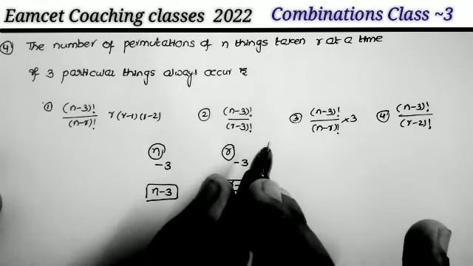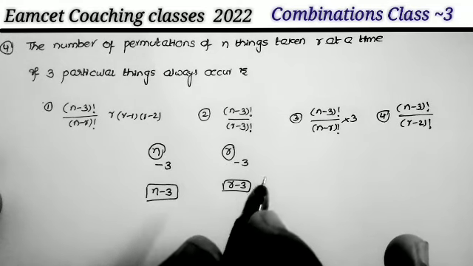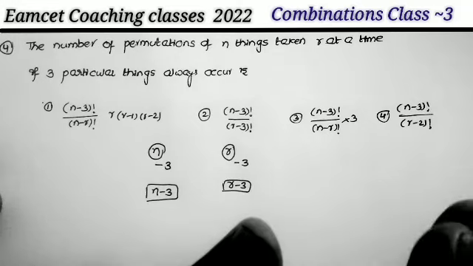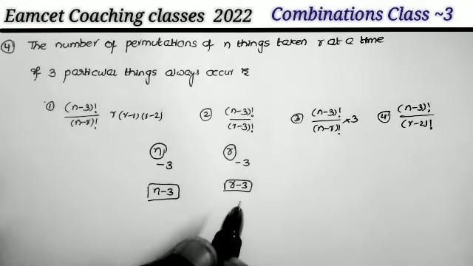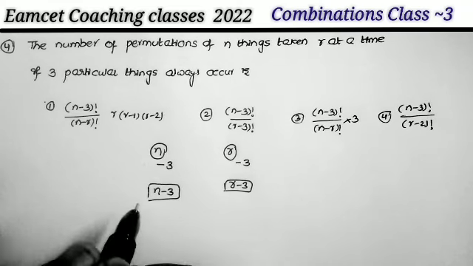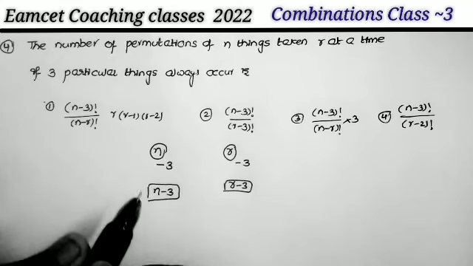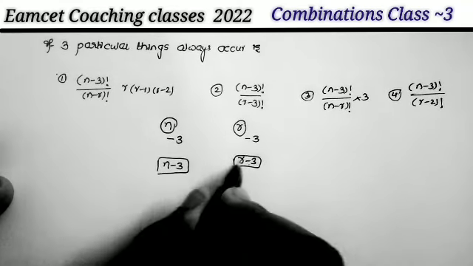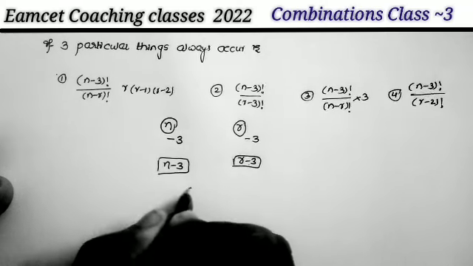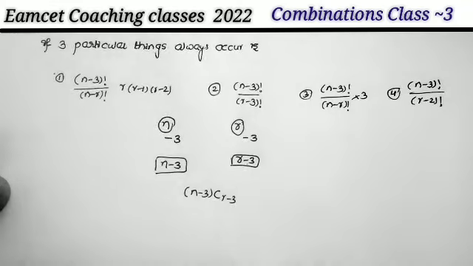Since we want r things, and already we placed the 3 things, it is enough to select only r minus 3 things. And from where do we have to select these r minus 3? From the n minus 3 only. Already 3 things are placed, so the remaining is only n minus 3. Now in how many ways can we select these things? n minus 3 C r minus 3.